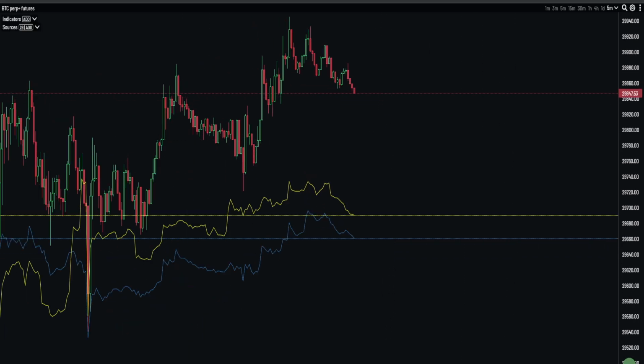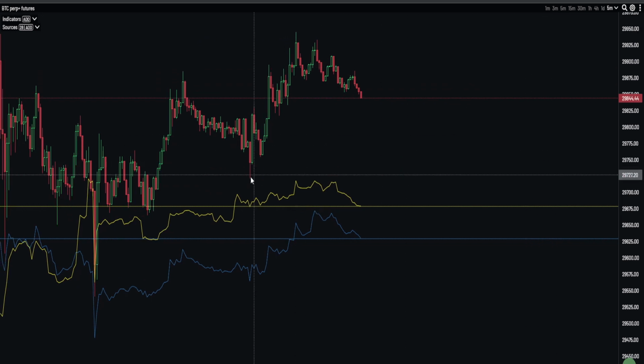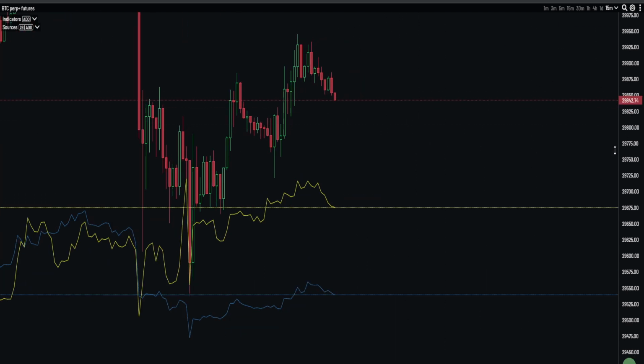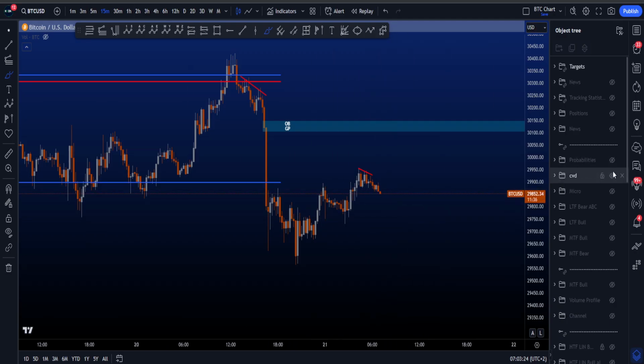At the moment, if we zoom out, we could argue there's some bullish CVD divergences as well over here, higher low in price, and the yellow line is almost making a lower low over here. So that is something to keep in mind and at least observe while price is moving towards the downside.